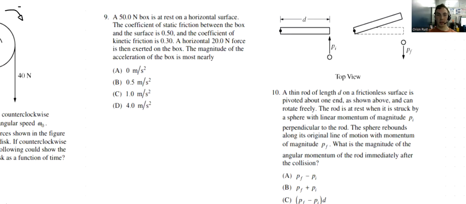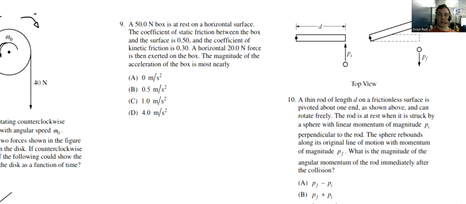A 50 Newton box is at rest on a horizontal surface. The coefficient of static friction between the box and the surface is 0.50. The coefficient of kinetic friction is 0.30. And a horizontal 20 Newton force is then exerted on the box. The magnitude of the acceleration of the box is most likely? Cool. This is an easy peasy lemon squeezy problem.